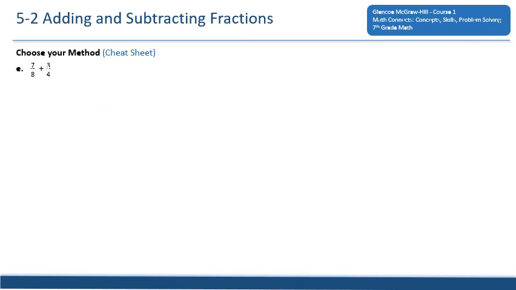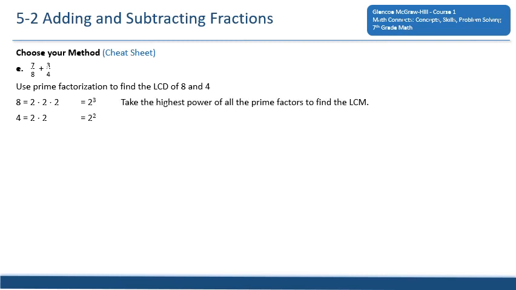7/8 plus 3/4. Use prime factorization to find the LCD of 8 and 4. So the prime factorization of 8 is 2 times 2 times 2, which is 2 cubed. And the prime factorization of 4 is 2 times 2, which is 2 squared. We'll take the highest power of all prime factors to find the least common multiple. That's 2 cubed, which is more than 2 squared. So 2 cubed equals 8, and that's our least common denominator.